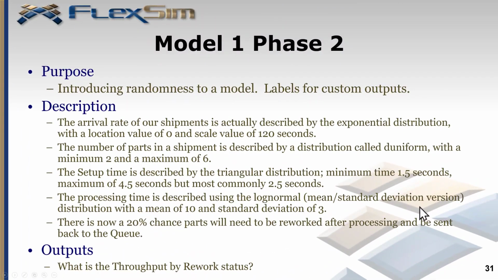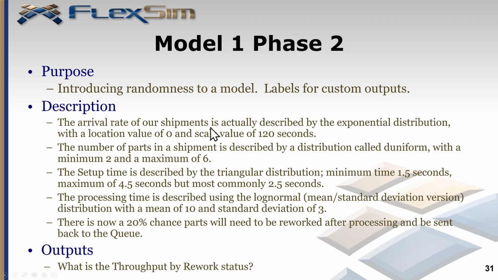So now I want you to build phase 2 of Model 1. The purpose is to introduce randomness to the model, as well as an introduction to labels for custom outputs. We're going to use a label in order to get a dashboard chart that shows us throughput by rework status. Yes, that's the other thing we're going to do in this model. We're going to have some parts require rework, and you'll see in the description. So let's go through each bullet of the description.